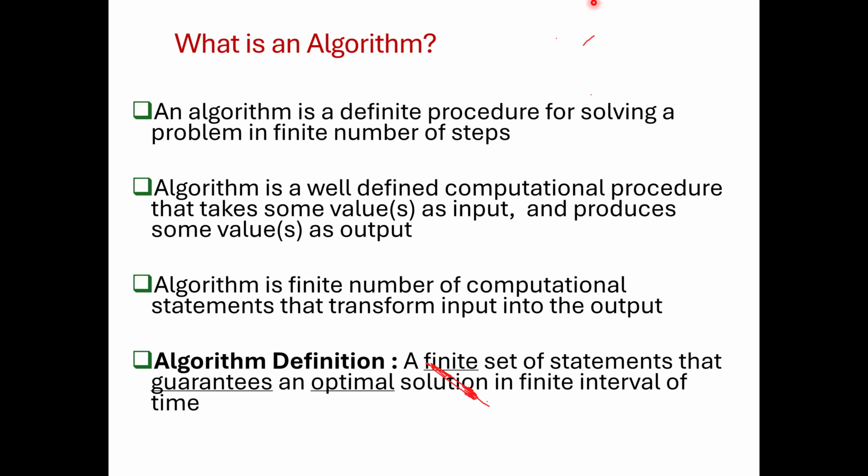Now, the second definition here says it's a well-defined computational procedure that takes some values as input and produces some values as what? Output. Again, very similar. From input to output is going from a problem to what? A solution, right? The problem must be solved. And a well-defined computational procedure talks about, again, the well-defined. There's a beginning and what? An end, and it goes through different states to solve that problem.